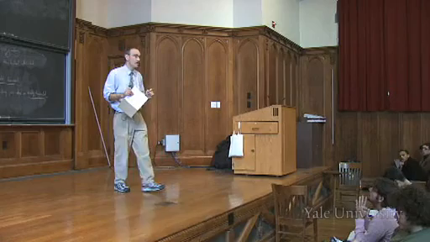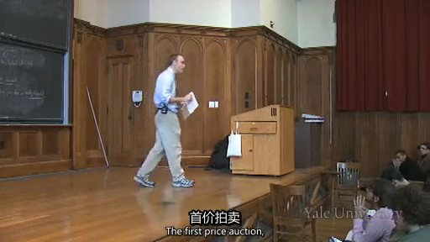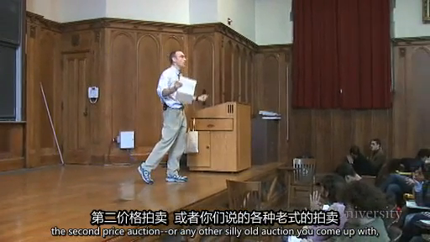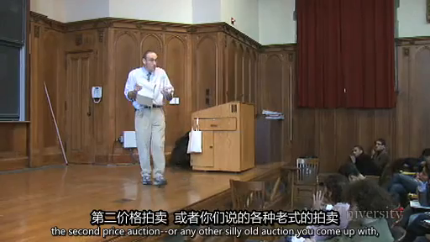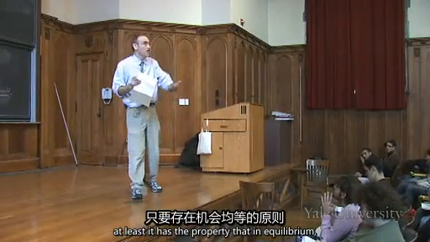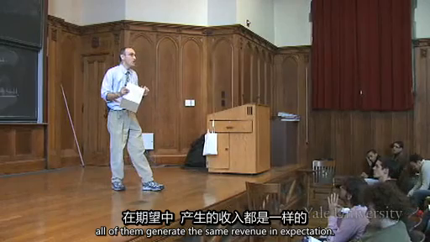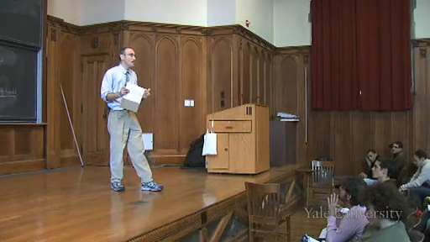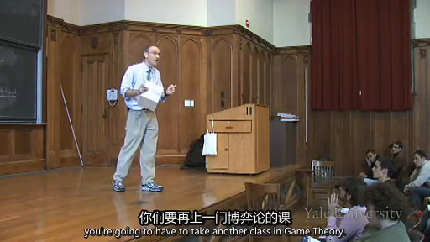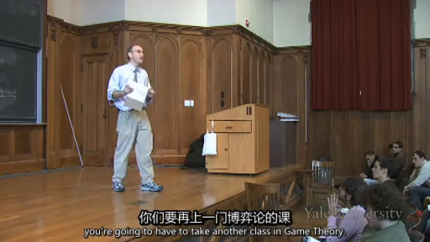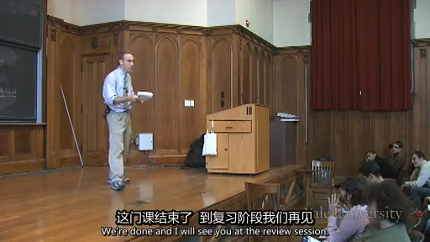In expectation. The first price auction, the second price auction, or any other silly old auction you come up with, at least it has the property that in equilibrium the highest value wins. All of them generate the same revenue in expectation. But to find out why, you're going to have to take another class in Game 3, because we're done and I will see you at the review session.